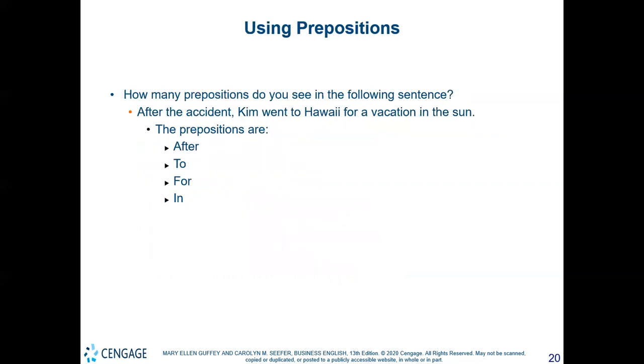Using prepositions. How many prepositions do you see in the following sentence? After the accident, Kim went to Hawaii for a vacation in the sun. The prepositions are after, to, for, in.